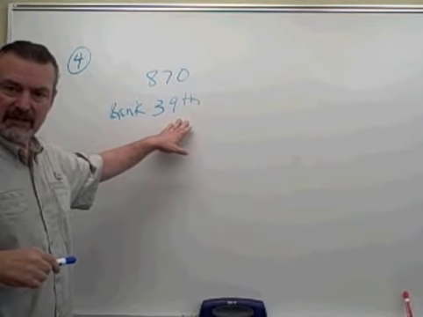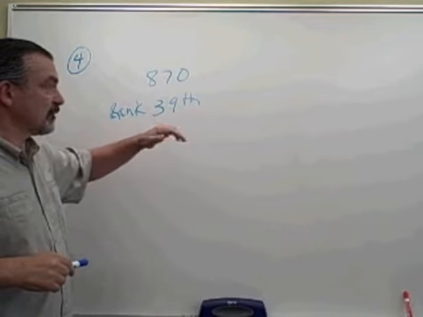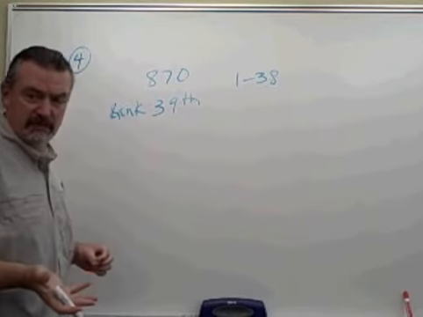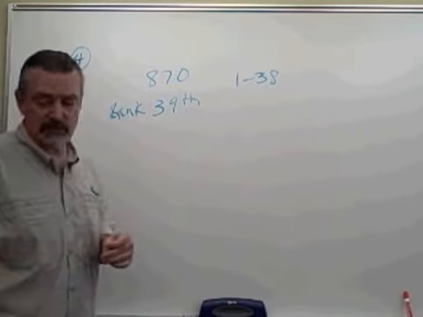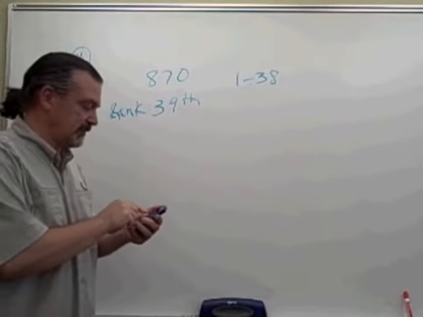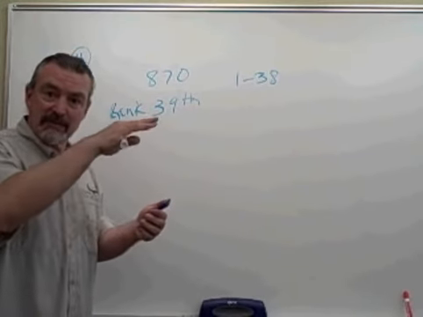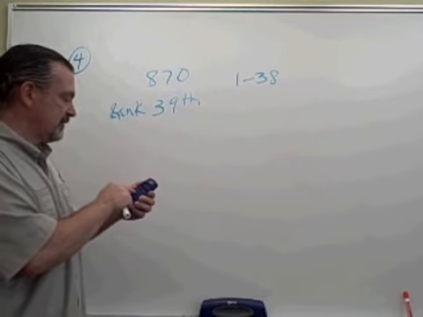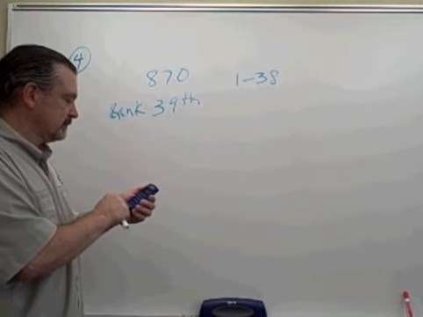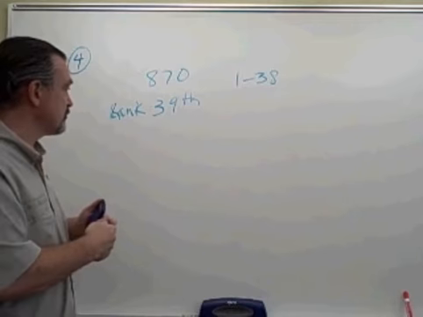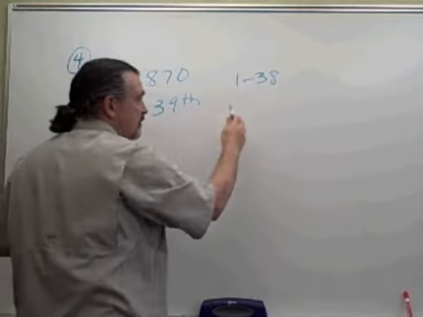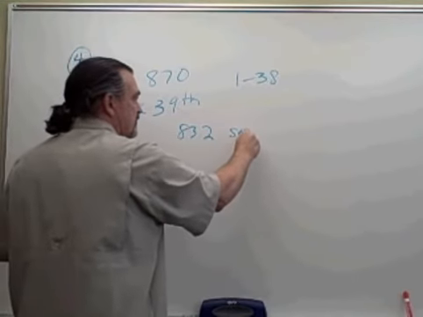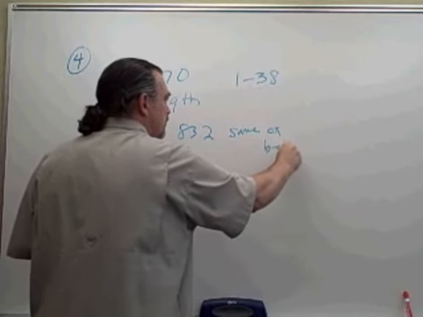So if your rank is 39th, then you are number 39, which means there were 1 through 38 students ahead of you. So how many students were the same or below you? Well, we'd subtract 38 from 870. So there were 832 students. If numbers 1 through 38 were ahead of you, then there were 832 students that were the same as you or below.